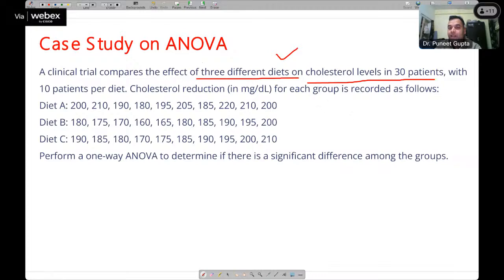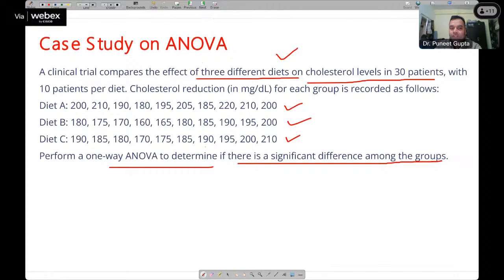Patients are independent. For the first 10% they have diet A, for the next 10% they have diet B, and for the next 10% they have diet C. Now perform a one-way ANOVA to determine if there is a significant difference among the groups, right?